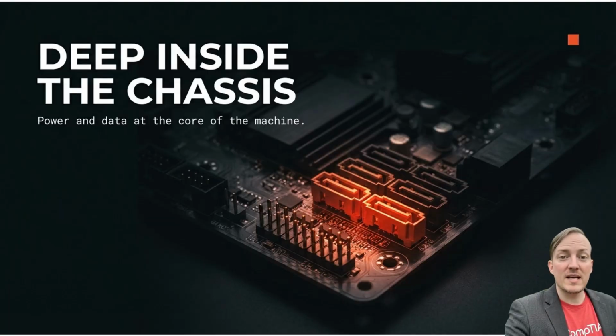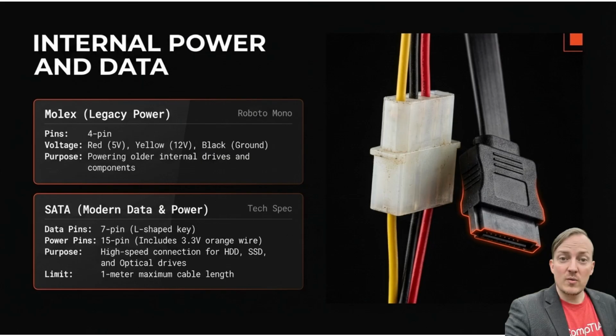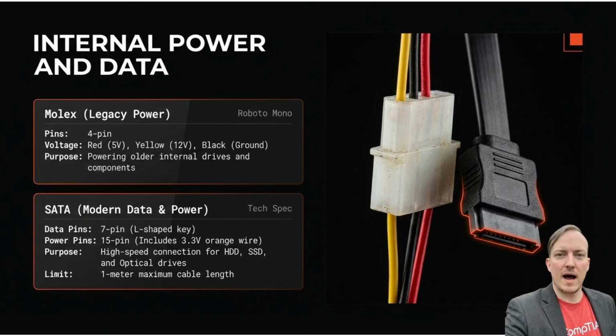Let's dive deep inside the chassis. This is where it all begins. We are looking at the raw power and data interfaces sitting right at the core of the machine. In the realm of internal power and data, you will encounter two main standards. First is the legacy standard, Molex. This is a 4-pin power connector utilizing a red 5-volt wire, a yellow 12-volt wire, and black ground wires to power older internal drives. The modern standard taking over is SATA.